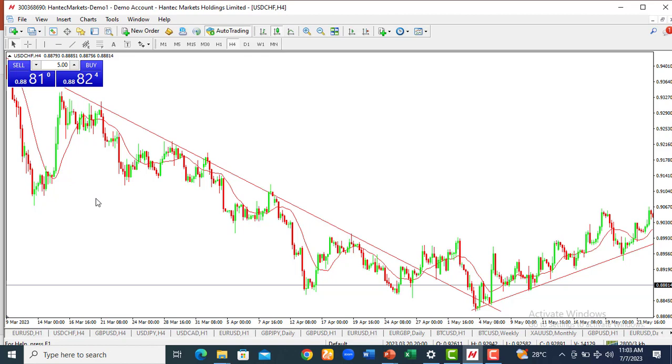Remember, the higher the time frame, the more reliable it is.